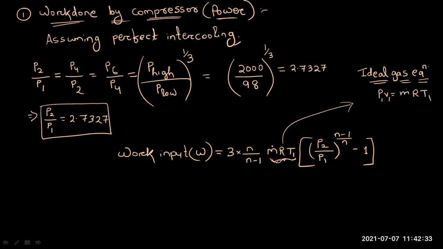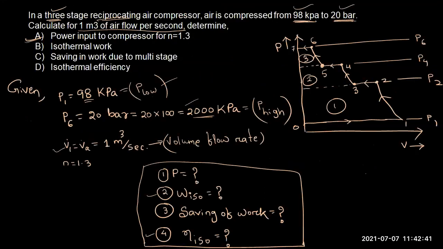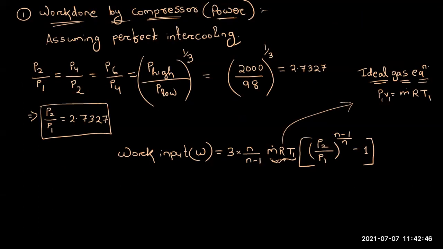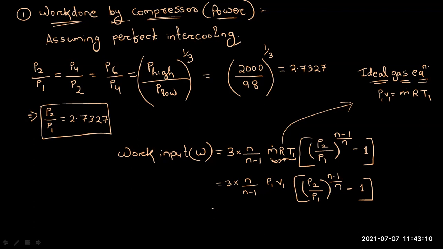So in place of mRT1, I will write P1 into V1. P1 is the initial pressure, V1 is the initial volume or volume of the air. P1 value is given, volume is also given. So in place of mRT, I should write P1 V1. So this formula becomes n by n minus 1, P1 V1 whole into P2 by P1 to the power n minus 1 by n. Then I will just put the values.